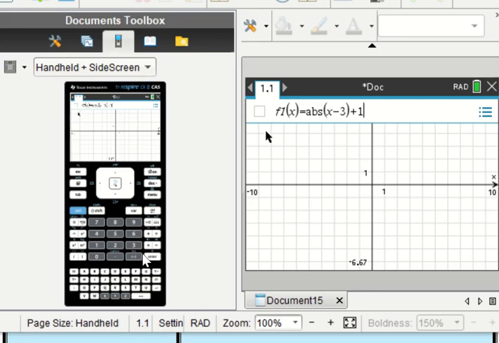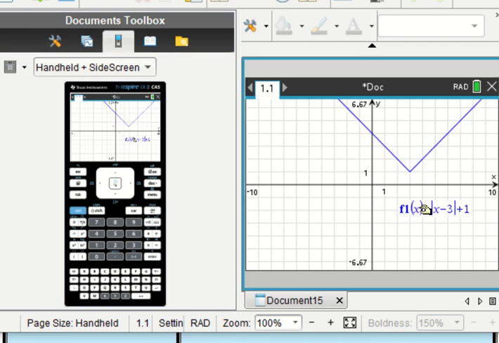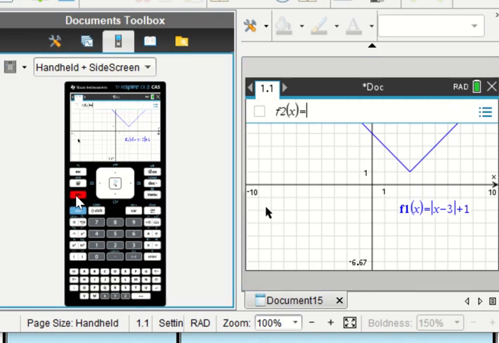And then when I press enter, I get my absolute value graph, which looks like a V, and because it's positive, it opens up. And notice where my vertex is. Positive 3, positive 1. Good old inside opposite, outside same. So to get a new command line, I just press tab.